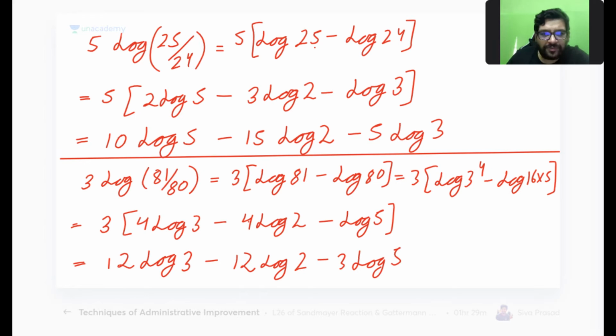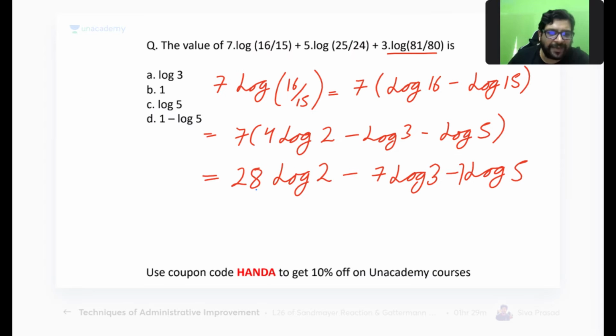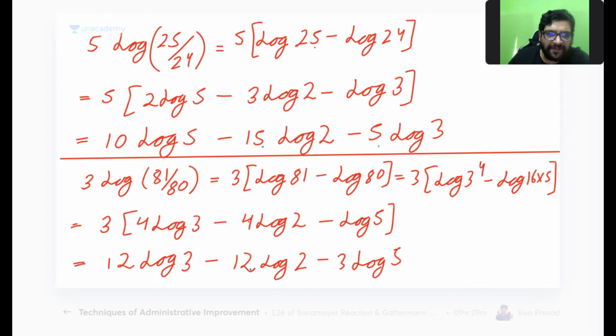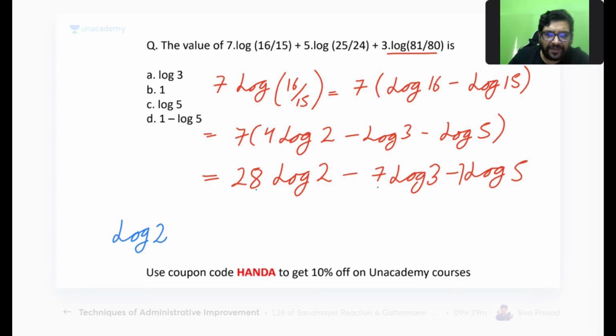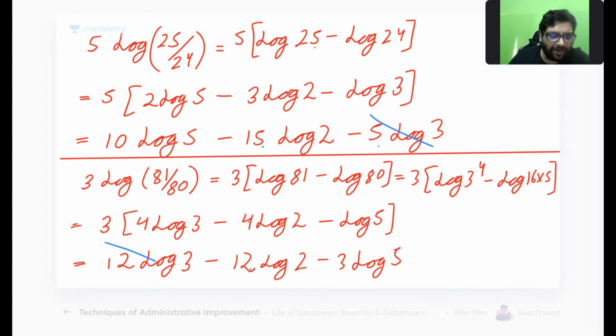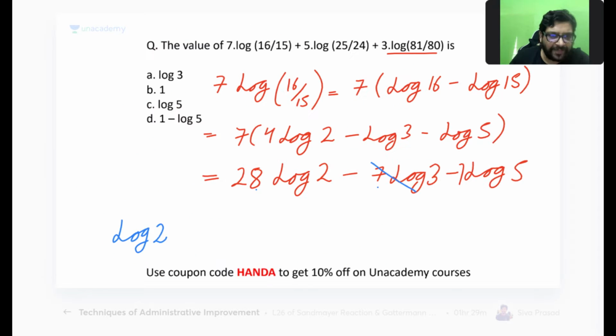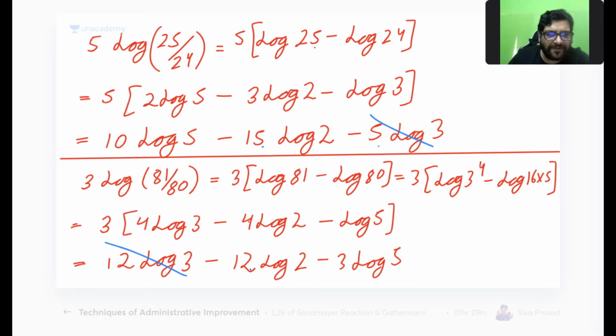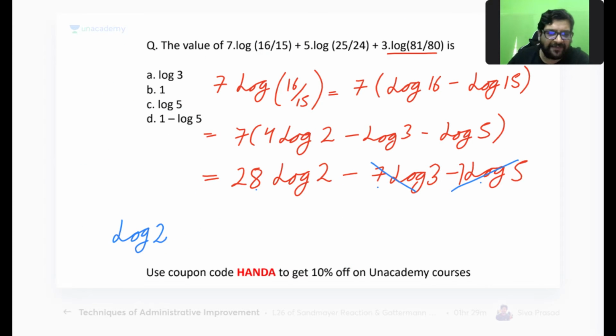So 28 log 2, then minus 15 minus 12. So 28 minus 15 minus 12 is simply just log 2, then minus 7 log 3, minus 5 log 3, so that is 12 log 3. So this minus 7 log 3 minus 5 log 3 will cancel with 12 log 3. And then we have 7 log 5, 10 log 5, 3 log 5. So 10 log 5 and 3 log 5 is plus 7 log 5. This will cancel with 7 log 5. So I will be left just with log 2.